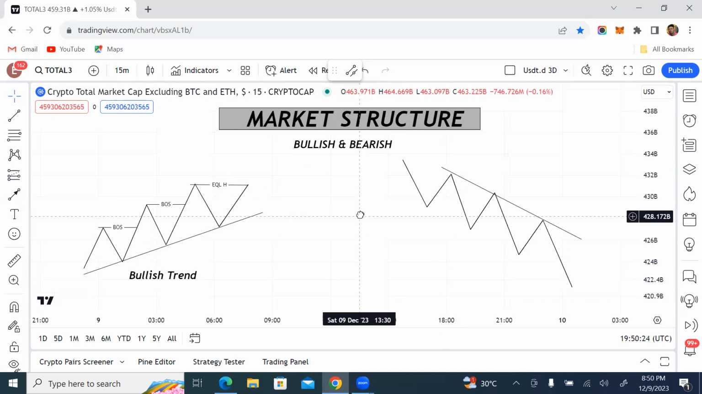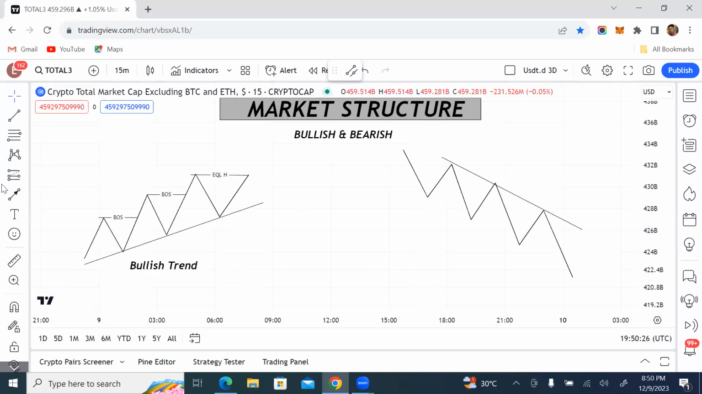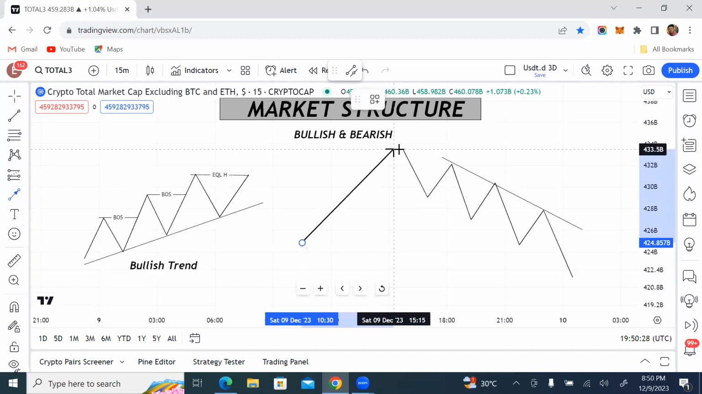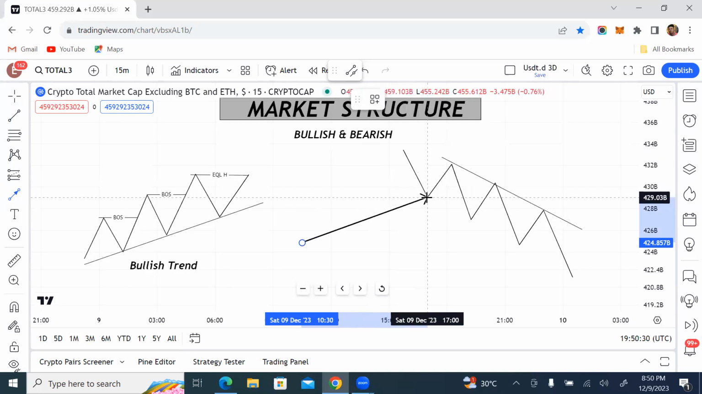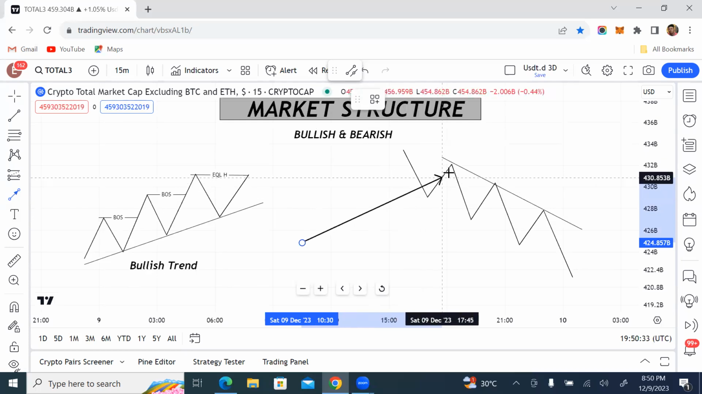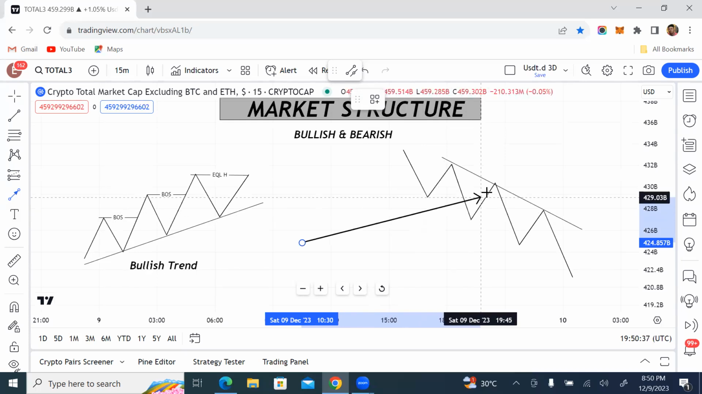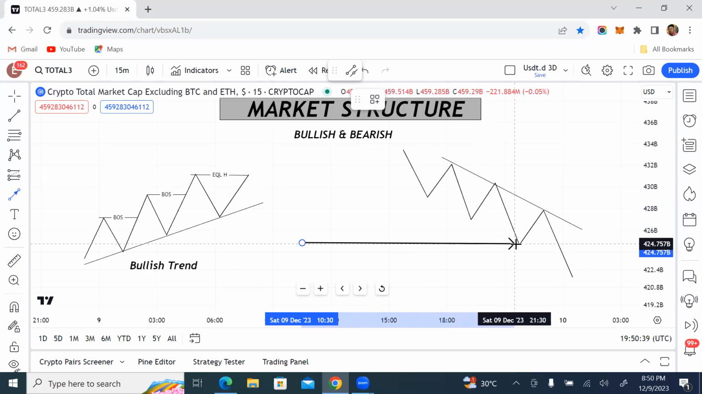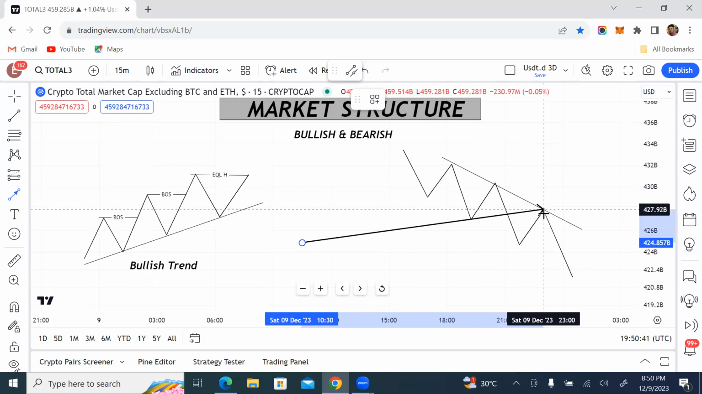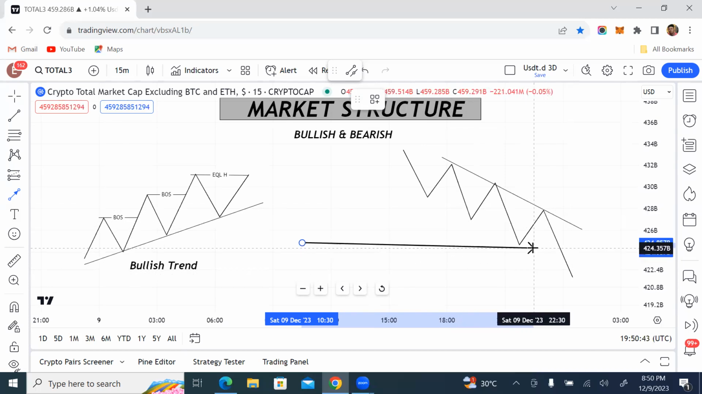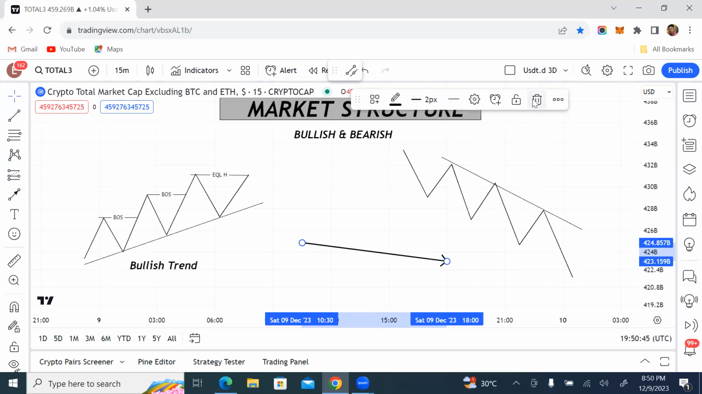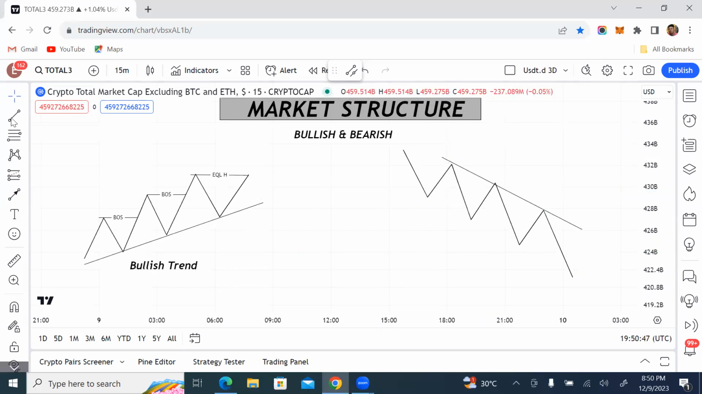Now for the bearish scenario, you're going to be seeing price doing something like this, making lows. This is a low. A lower high. Lower high. Lower low. Lower low. Lower high. Lower low. It is a lower low because it is lower than the previous low.